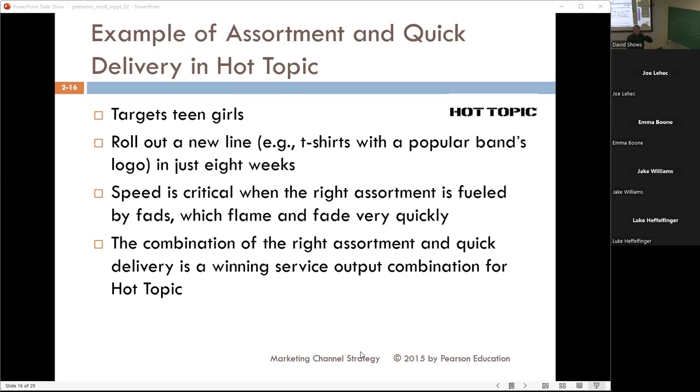I mean, speed is crucial. So they get it out when everything flames up, then throw it in the dollar bin just at the moment that it dies out. Hot Topic has been able to create that quick delivery, which isn't really seen in the fashion world, and they do it quite well.